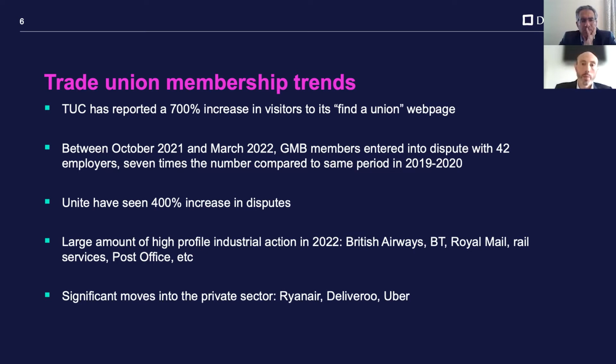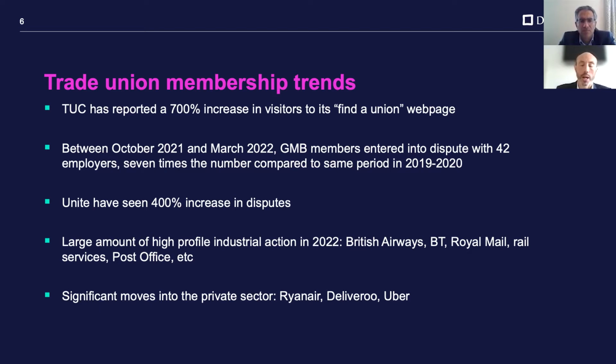Added to that, in terms of the information we've had from the unions themselves, the TUC have reported a 700% increase in visitors to its Find a Union webpage, an indicator in itself. GMB, comparing October 2021 to March 2022 versus the same period in 2019-2020, have seen again a 700% increase in the number of employment disputes it's been involved with. Unite have seen a 400% increase in disputes, and again, been very well publicised in the press, the number of high-profile industrial action, and indeed many of you will have experienced it firsthand in terms of disruption.